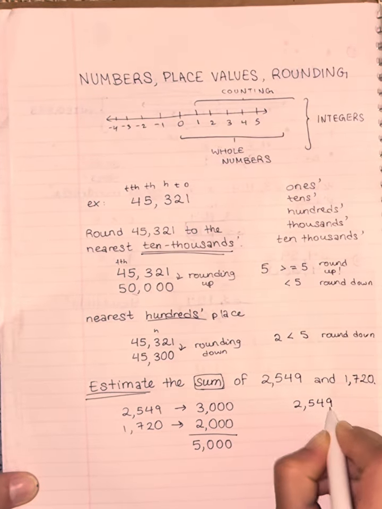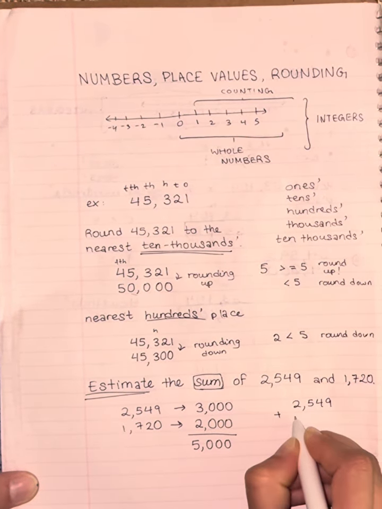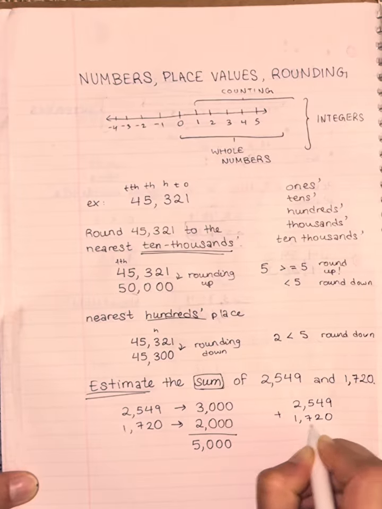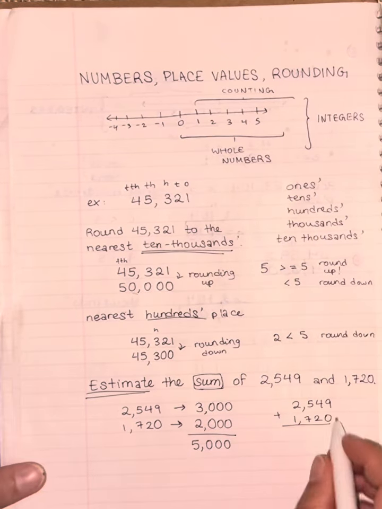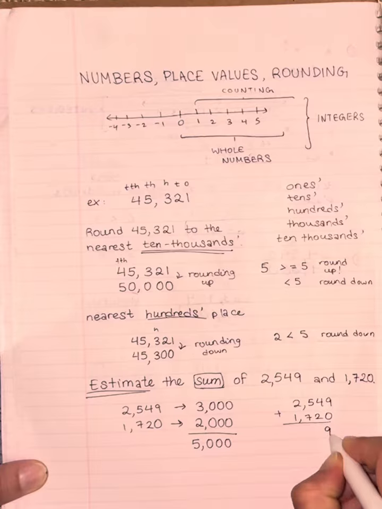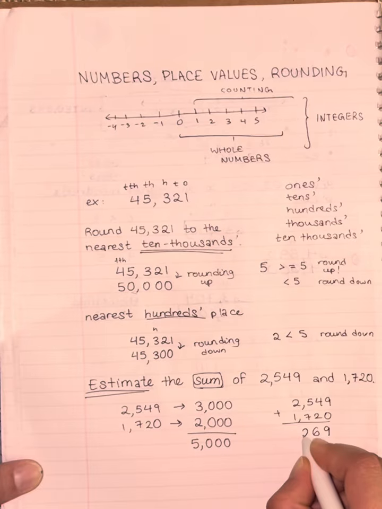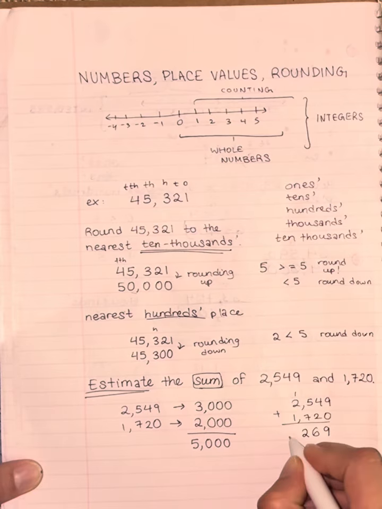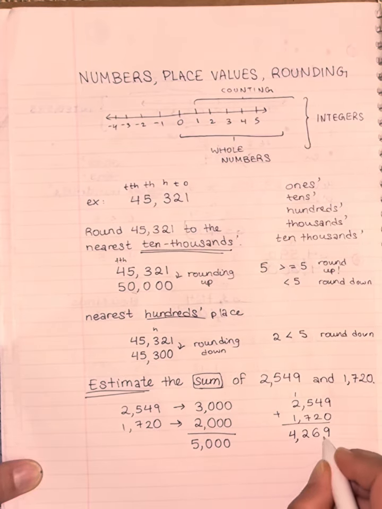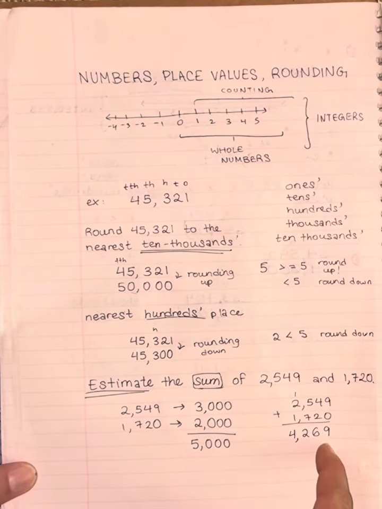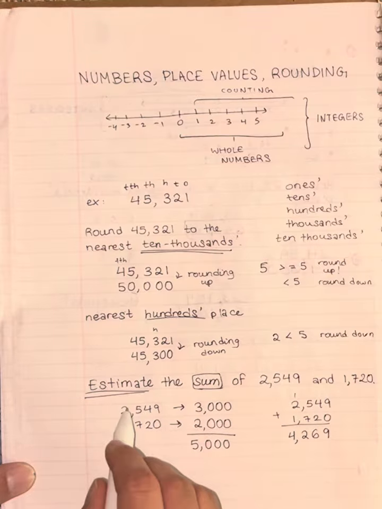They will take 2,549, they will take 1,720, so they take both the addends, and they will solve it individually. So they start 9 plus 0, 9, 4 plus 2, 6, 5 plus 7, 12. So they have 2 here, carry the 1, and then they will get 4,269. Then they realize, okay, I found the sum, but the question says estimate.